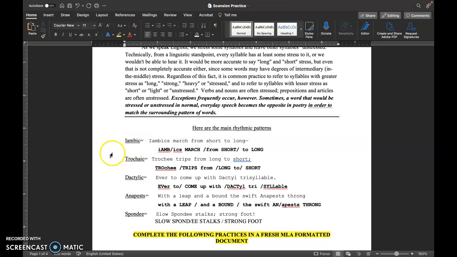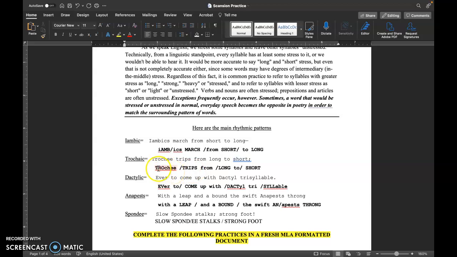So I went ahead and I put it down here. The scansion of it would be soft and then loud, and then soft and then loud, and then soft and then loud. So weak, strong, weak, strong, weak, strong. And then the next one is trochaic. So trochees trip from long to short. Trochee, trips from long to short.